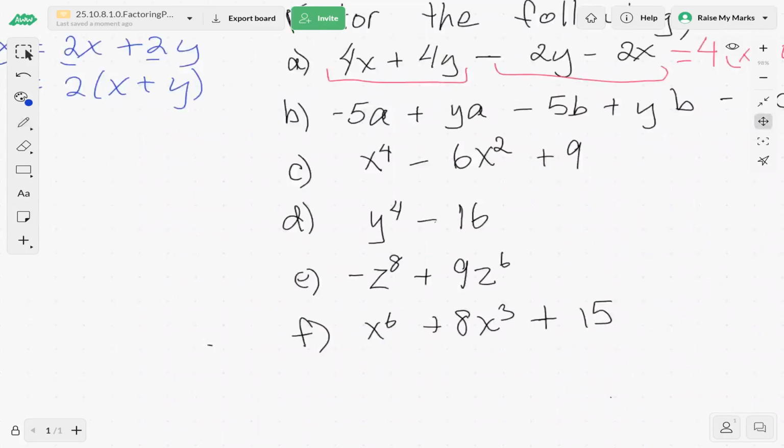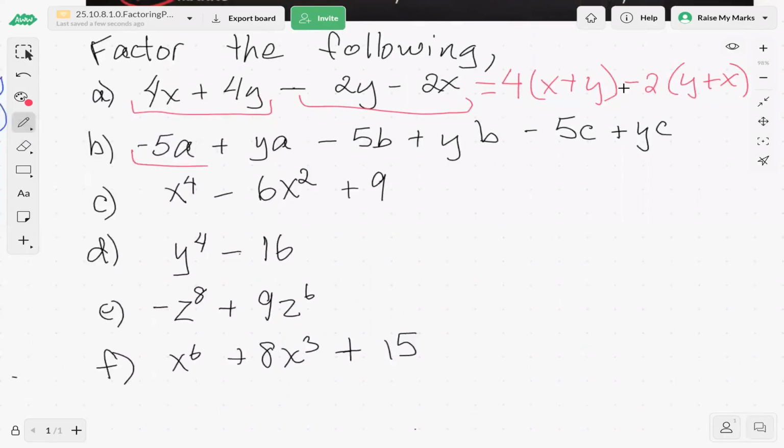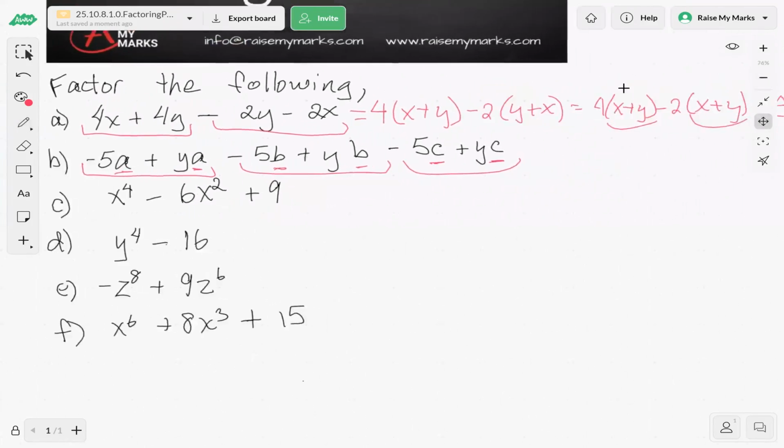All right, so let's look at part B. Again, how can we do this? Again, it depends how we group things. Interesting. Well, let's see. We've got 5s, we've got a's, y's, b's, c's. Currently, the way it's written, things are grouped in such a way that in the first pair we have a common factor of a. In the second pair, we have a common factor of b. Third pair, we have a common factor of c. Why don't we see if we can use this to our advantage?